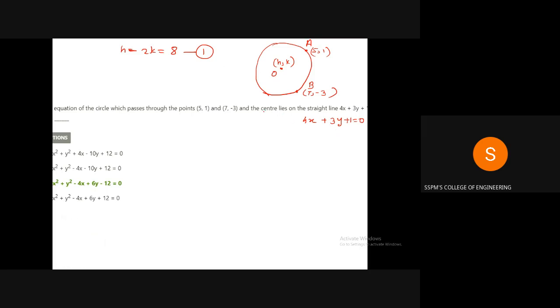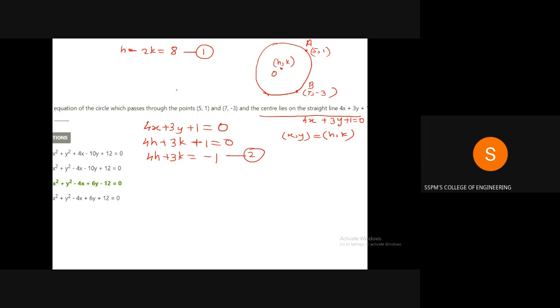Here also it is given that the center lies on the straight line 4x plus 3y plus 1 is equal to 0. So if we replace x and y, where x, y means center, that is equal to h comma k, we can directly write 4h plus 3k plus 1 is equal to 0, or we can write 4h plus 3k is equal to minus 1. So suppose this is our second equation.